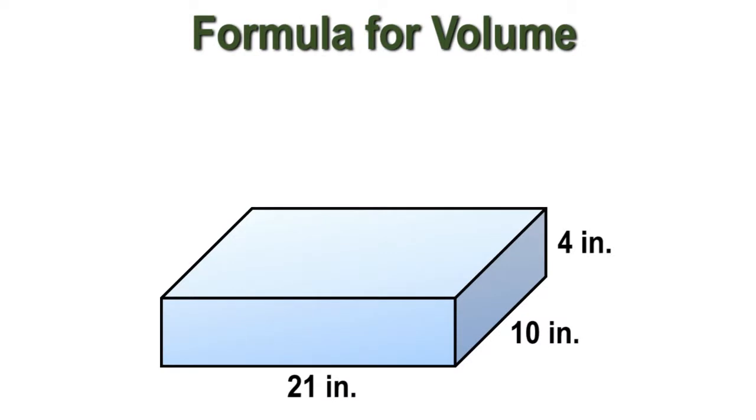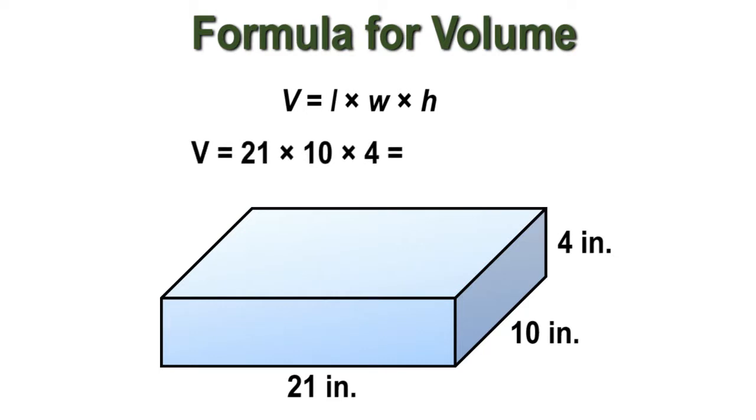Here we have a rectangular prism. Its length is 21 inches, its width is 10 inches, and its height is 4 inches. The formula for volume is length multiplied by width multiplied by height. Using the commutative property of multiplication, we can multiply the dimensions of the prism in any order and arrive at the correct volume, 840 cubic inches.